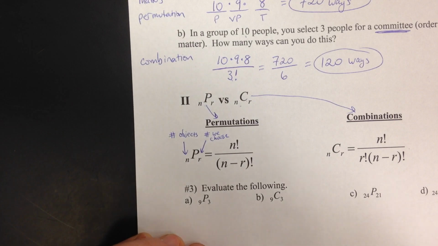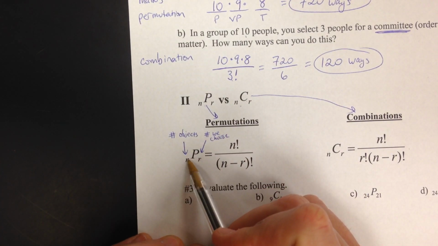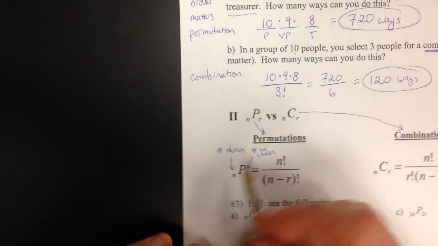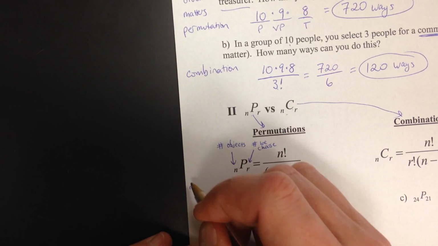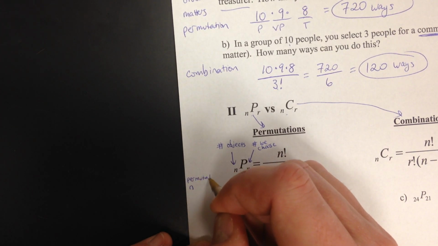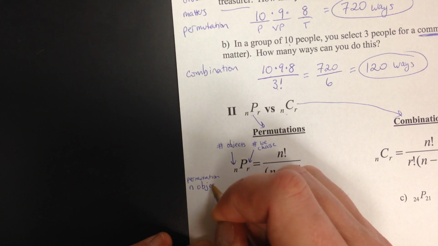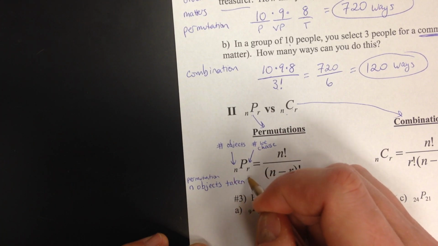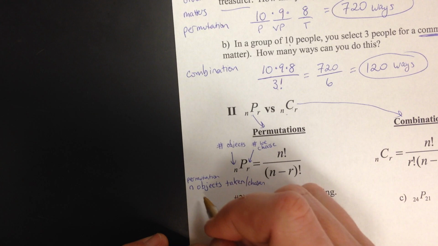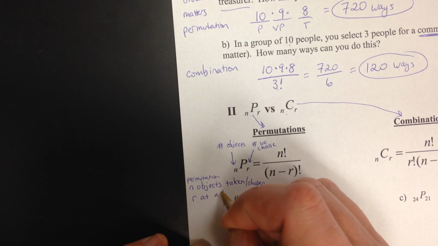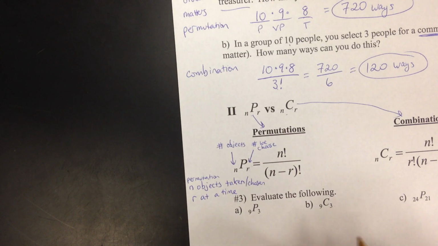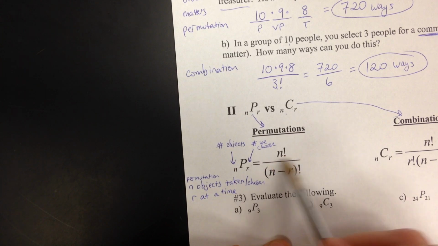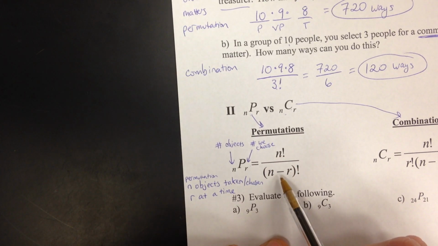So n is the number of objects you have. It could be 10 people, and then we're going to choose 3 of them. That's what was happening in problem number 2, part A. The way that we'll read this is n permutation of n objects taken, or chosen, r at a time. I'll explain that in a second. But the way that you calculate it is n factorial divided by (n minus r) factorial.